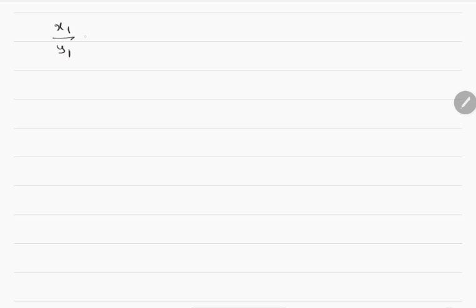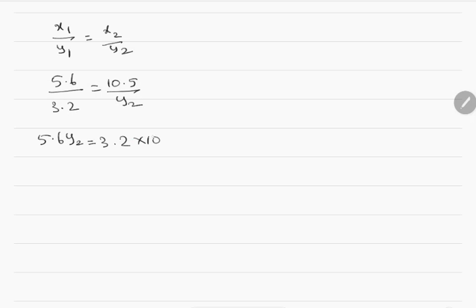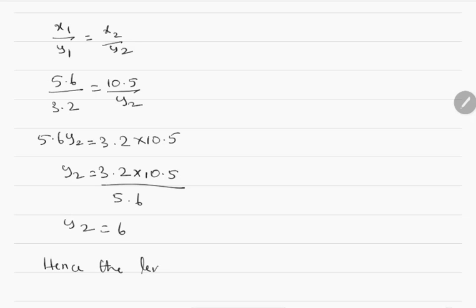Now x1 by y1 equal to x2 by y2, that is 5.6 by 3.2, which is equal to 10.5 by y2. 5.6 y2 is equal to 3.2 into 10.5, or y2 is 3.2 into 10.5 divided by 5.6. y2 equal to 6. Hence, the length of the shadow is 6 meters.